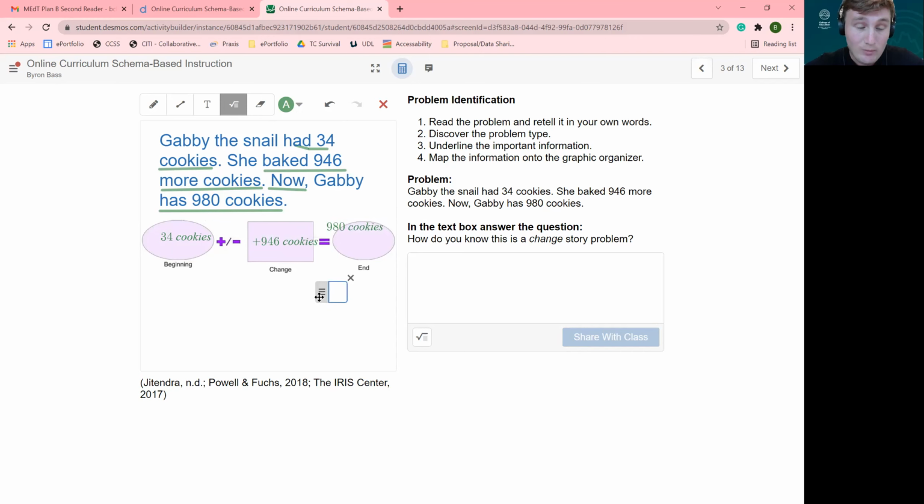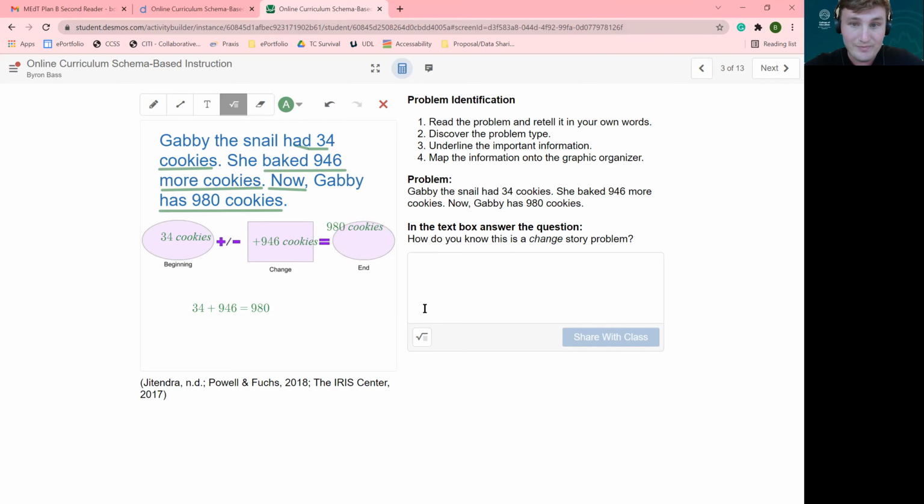And then once we do that, we would just rewrite this graphic organizer and change it into a math sentence, right? That's basically a math equation. So we're just going to rewrite it. We started with 34. Our change was plus 946. And then we ended with equals 980.